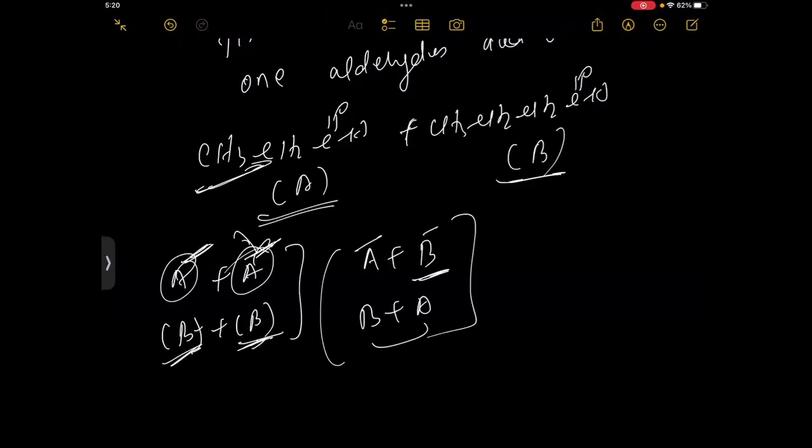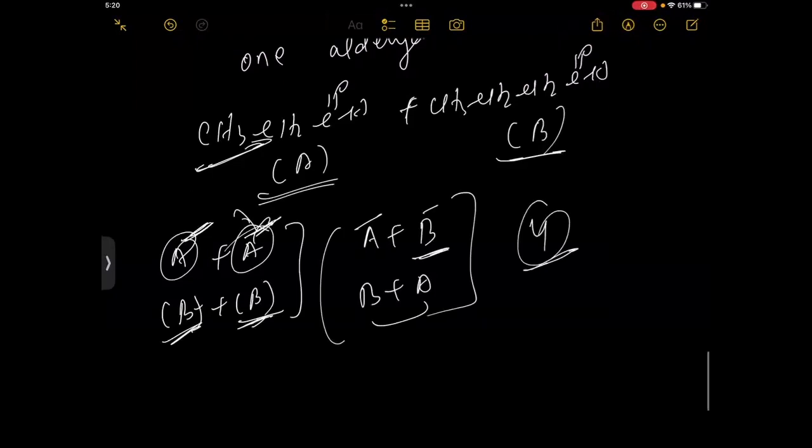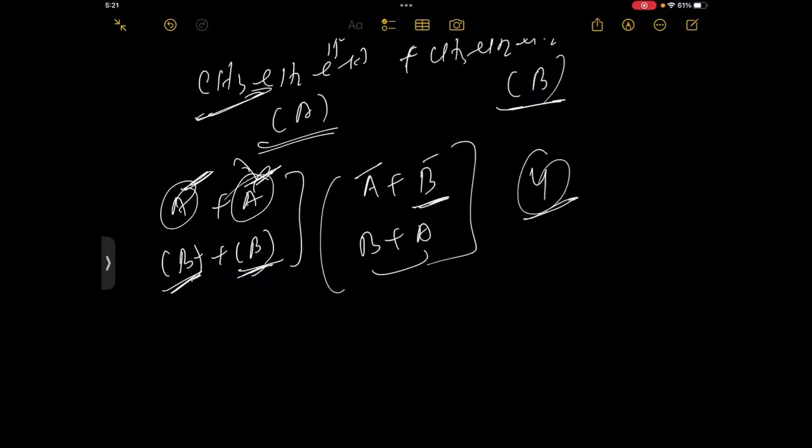But you must have alpha hydrogens in both the compounds. Now the question is, which will be the more stable? Correct? Theoretically, you can form the 4 products. That is theoretical. But actually, students, see what happens.